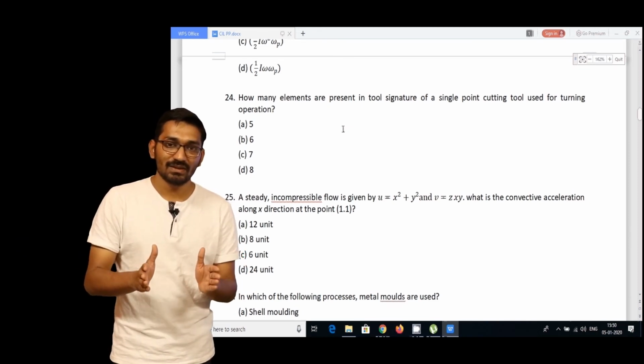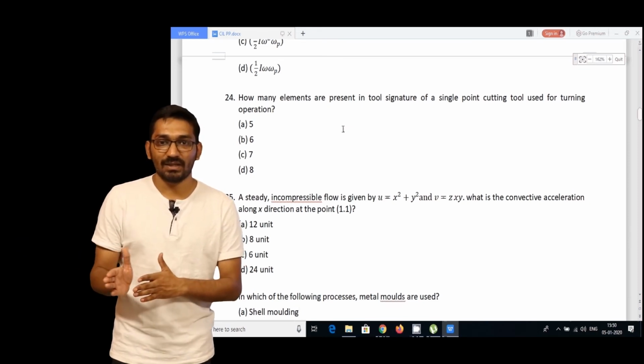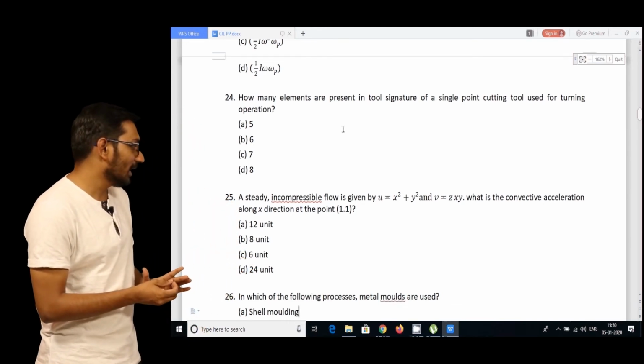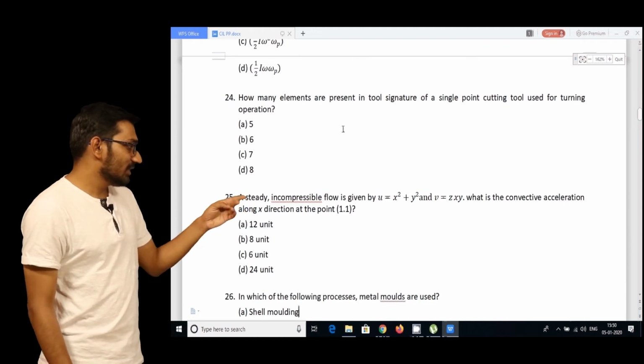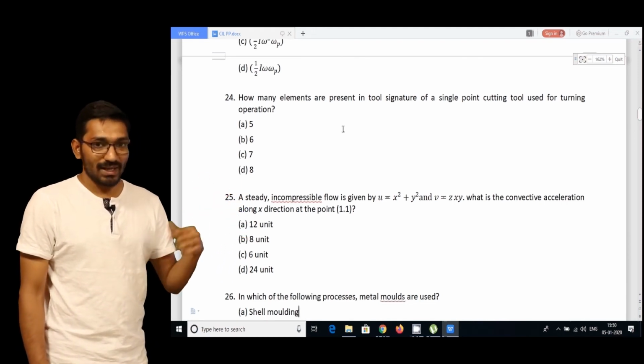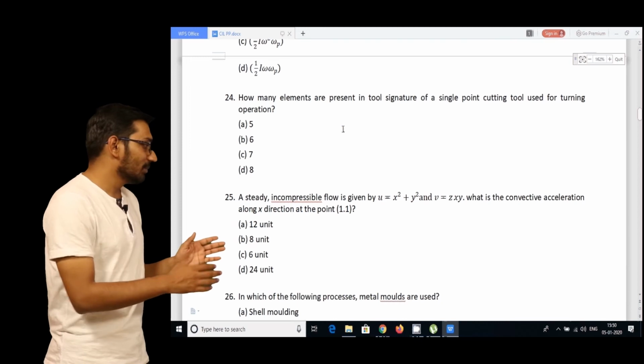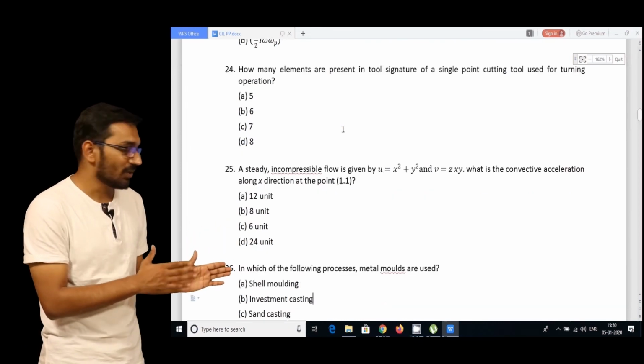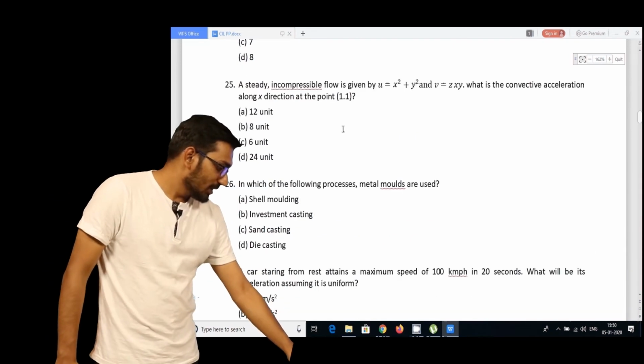Convective acceleration is the acceleration in the space coordinates. So if you want to find it out, just differentiate u with respect to x and then with respect to y and put it in the formula, you will get the answer. Right, convective acceleration only he wants, not the local acceleration.